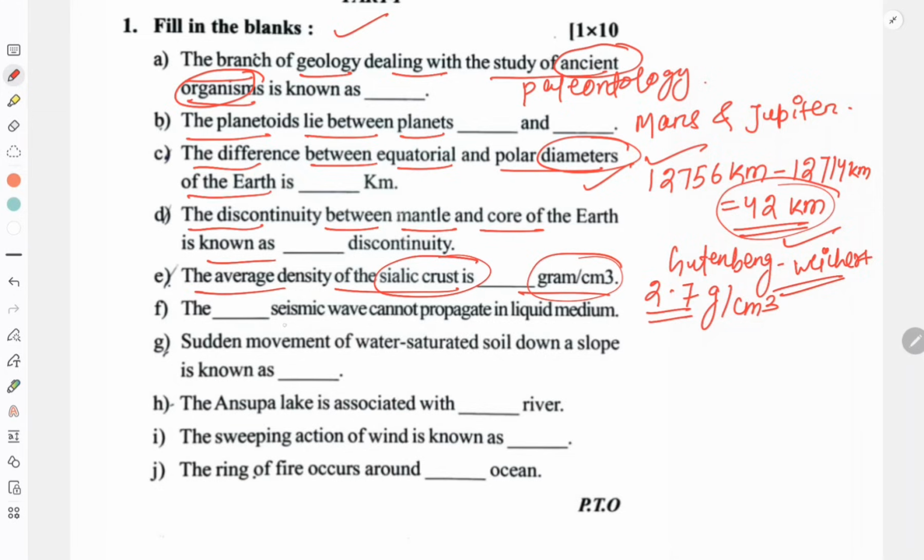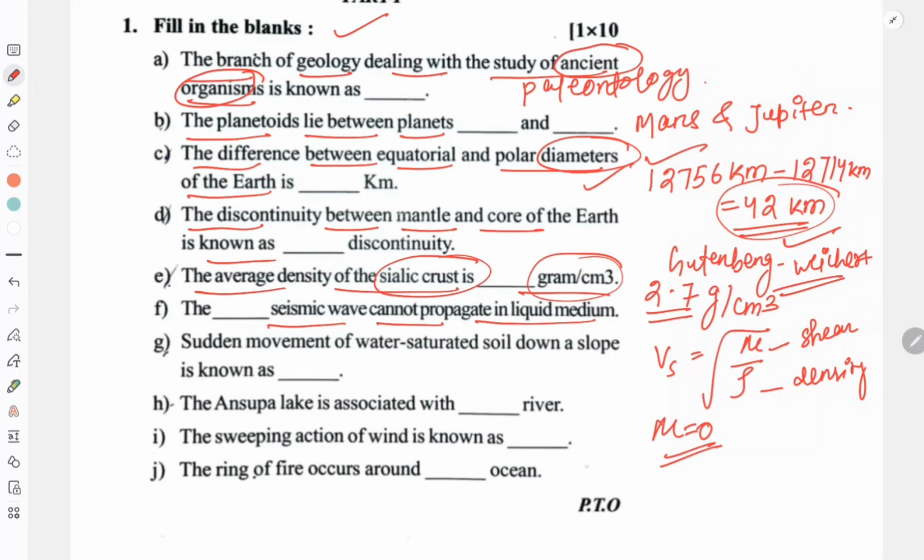Then the dash seismic wave cannot propagate in the liquid medium. If we see the velocity of S wave formula, it will be square root of mu by rho, where mu is the shear modulus and rho is the density. We know for liquid and gas the shear modulus is 0. So the velocity of S wave in liquid and gas will be 0. So the answer will be S wave. The secondary seismic waves or the S waves cannot propagate in the liquid medium.